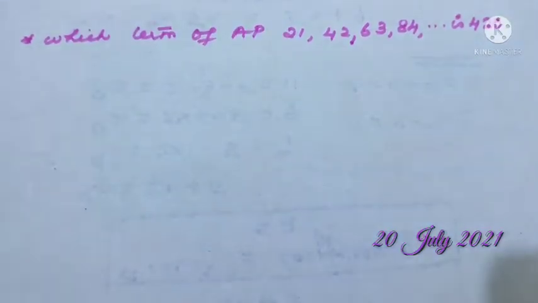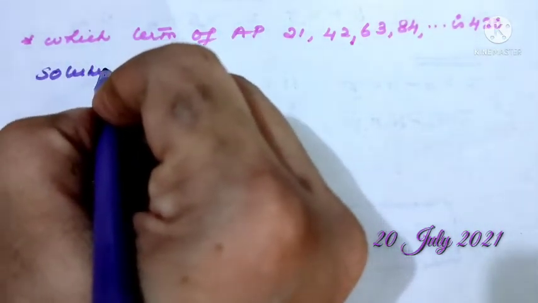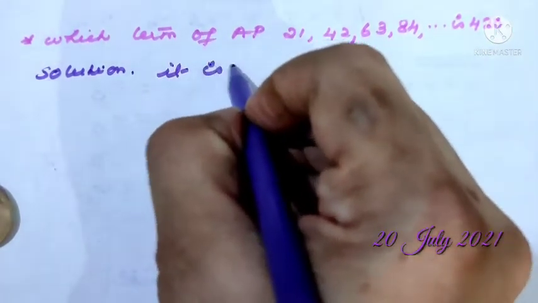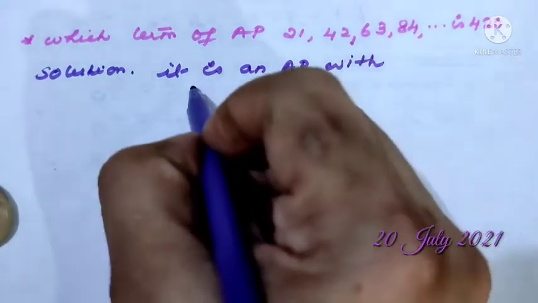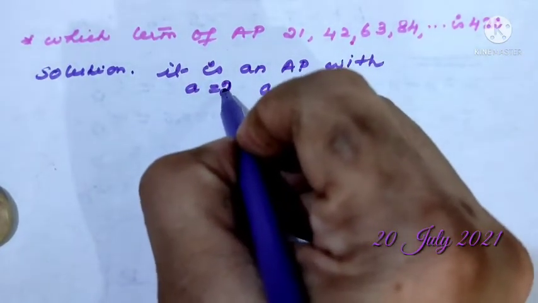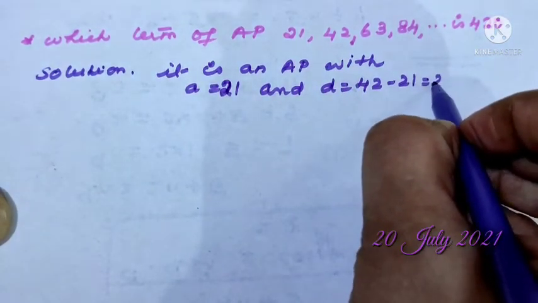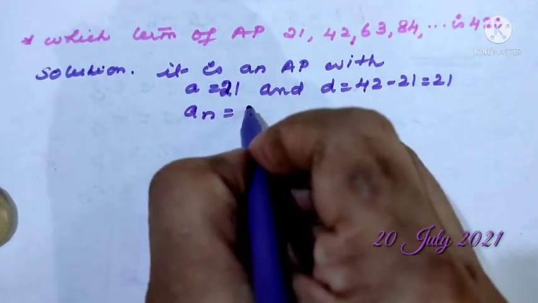Which term of the AP 21, 42, 63, 84 is 420? So already it is given that it is an AP. So we can write as a solution: it is an AP with A equal to 21 and D equal to 42 minus 21 equal to 21. So both are 21 only, and also what is given? AN equal to 420.